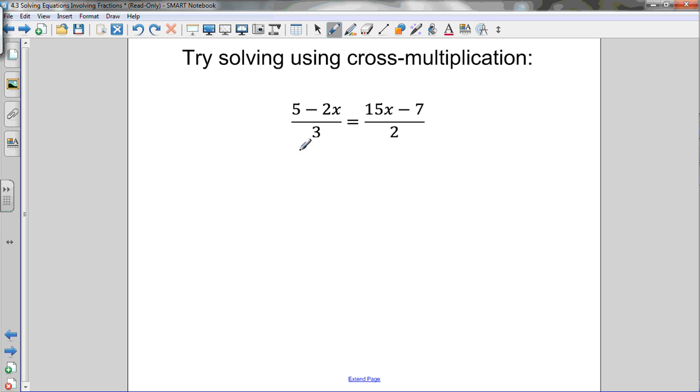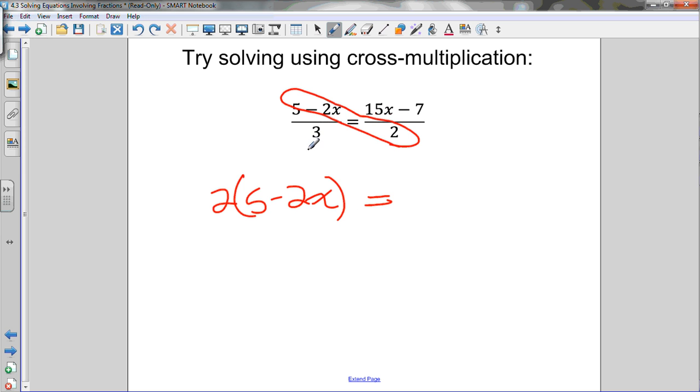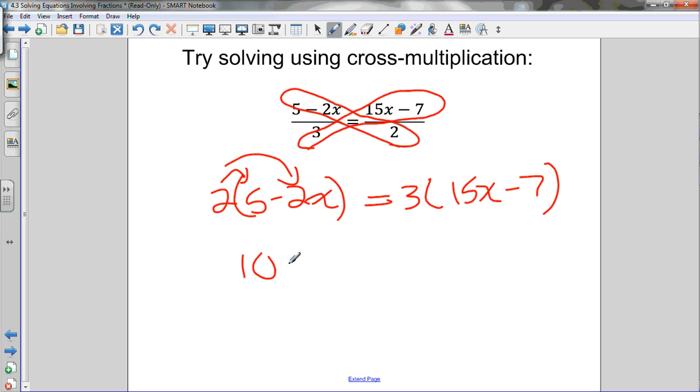So I know cross multiplication tells me to multiply the top of one of the fractions times the bottom of the other fraction and put it on one side of the equation. So 2 times 5 minus 2x. Put that on one side of the equation. On the other side of the equation, do the bottom of the fraction times the top of the other fraction. So 3 times 15x minus 7. Now get rid of your brackets by using the distributive property. I'll get 10 minus 4x is equal to 45x minus 21.